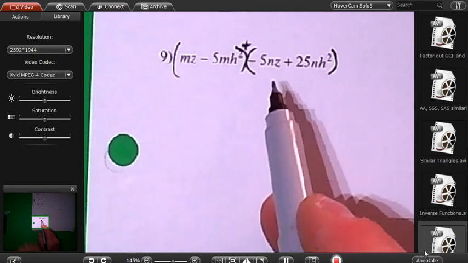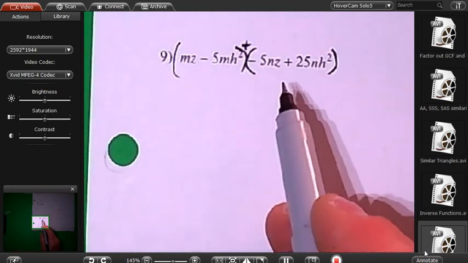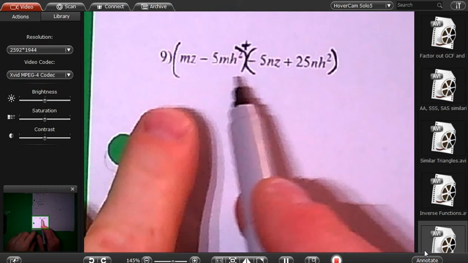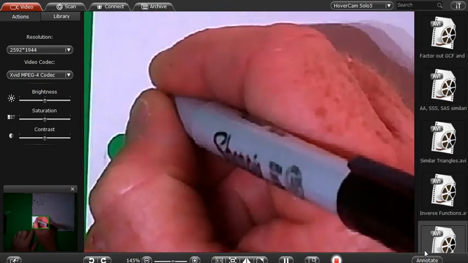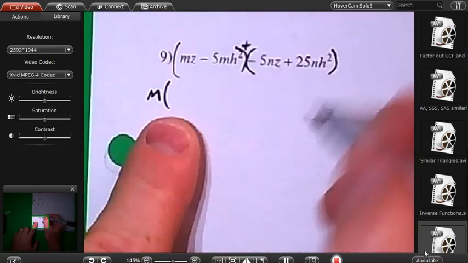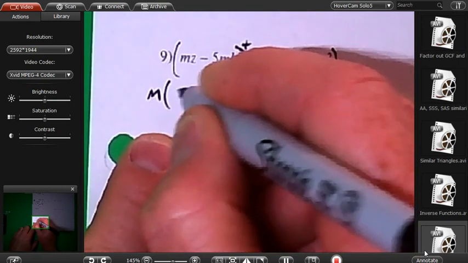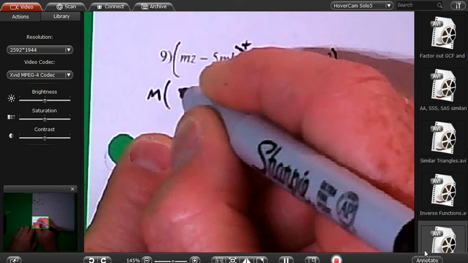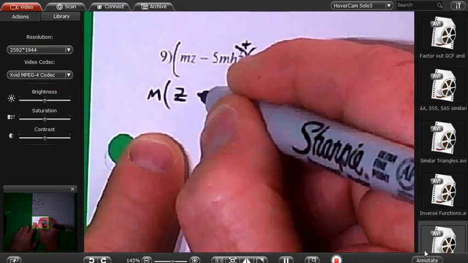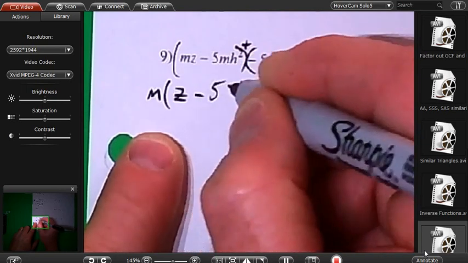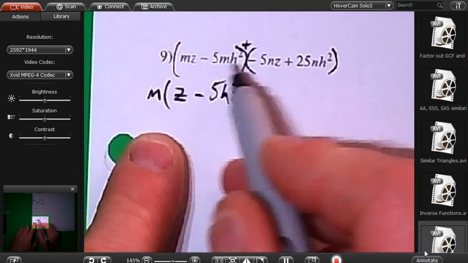All right, now we find the GCF of each group. So the GCF of this first group is m. And when I factor out the m, what's left? M minus 5h. Well, is that it? What is that, m squared z? Oh, z. Yeah, z minus 5h squared. The m got factored out.